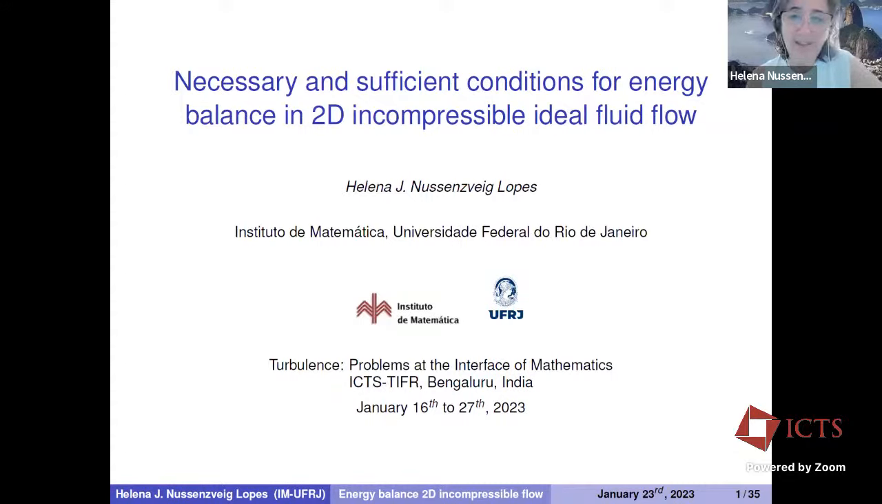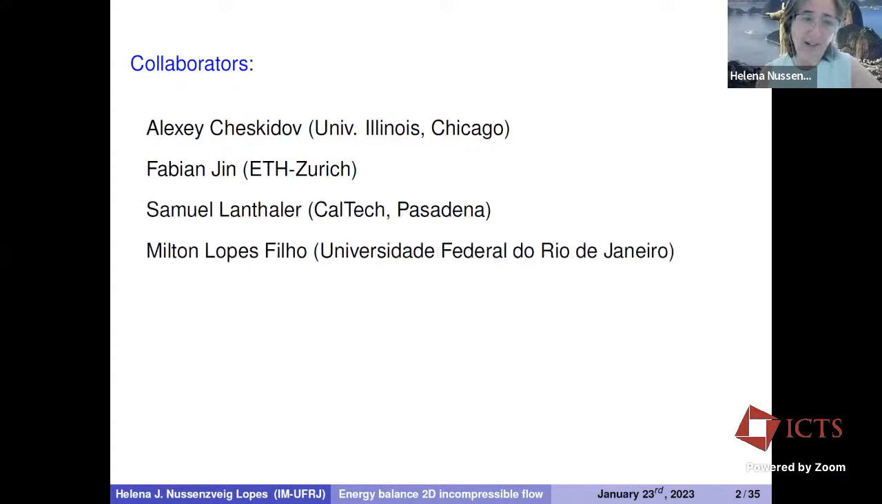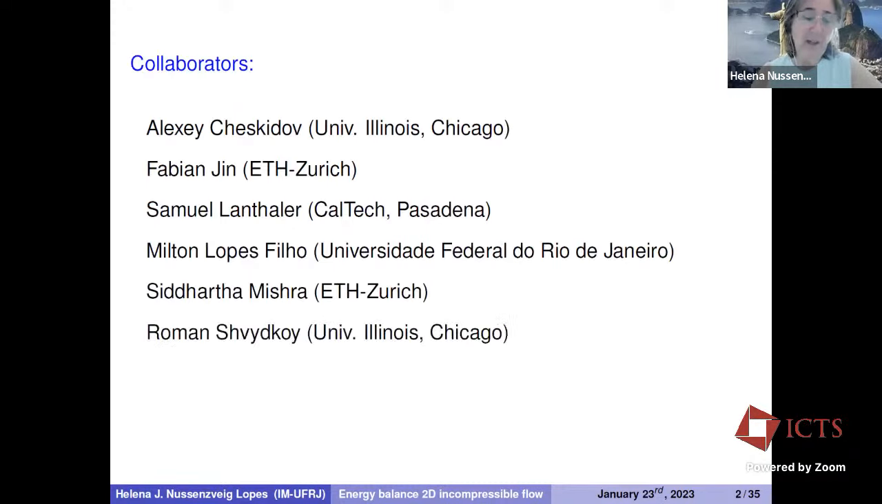I'm going to be talking about necessary and sufficient conditions for energy balance in 2D incompressible ideal fluid flow. And I'd like to start by acknowledging some collaborators. This is based on 3 pieces of work. One is joint with Alexei Sheskinov and Roman Shvidkoy and Milton Lopez-Filho. The other one is joint with Fabienne Jin, Samuel and Haller, Milton Lopez-Filho, Siddhartha Mishra. And then the third one is by Milton Lopez-Filho and myself, just with Milton.